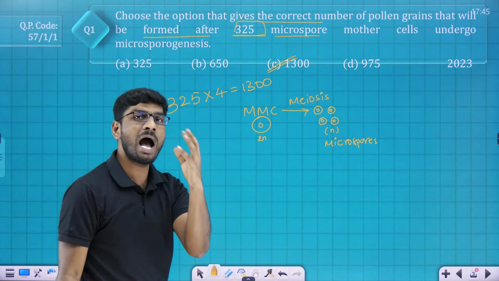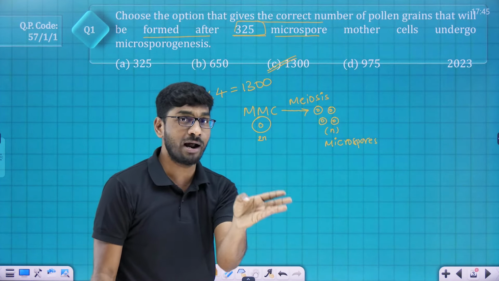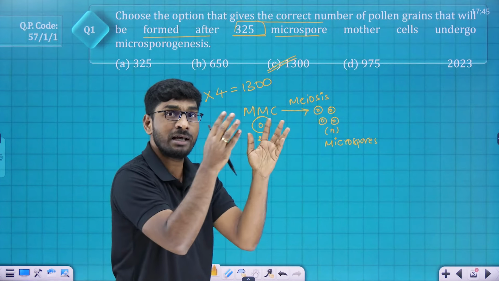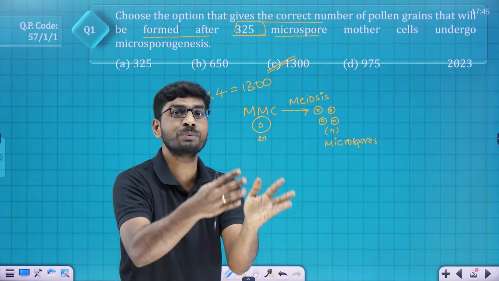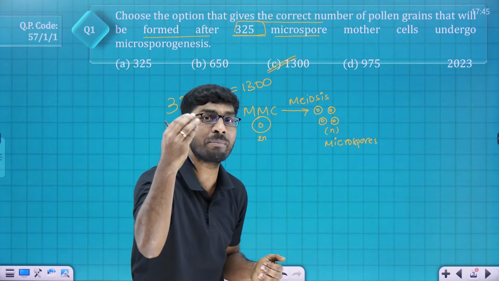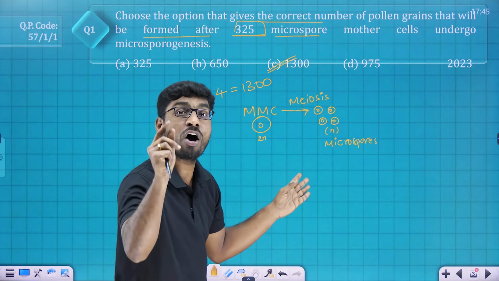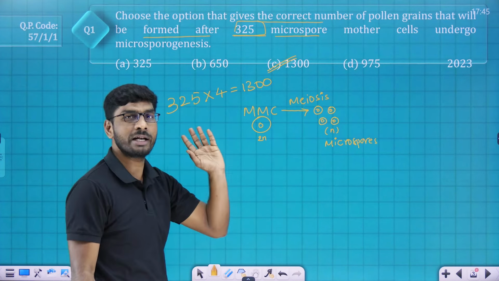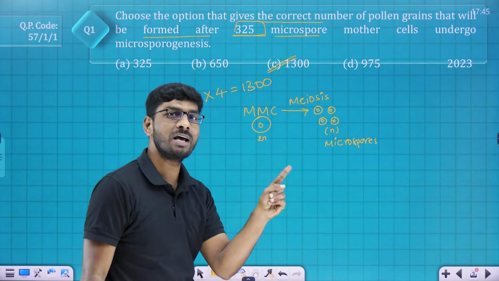Sometimes they will ask how many meiosis divisions are required for the formation of 100 zygotes or 100 seeds. This type of question comes. Carefully remember, in male, that means in the microsporogenesis process, one MMC, one microspore mother cell, undergoes meiosis division and gives 4 haploid microspores. These 4 haploid microspores eventually develop into pollen grains. Keep in mind. Am I clear? So the right answer is 1300. 325 into 4 is 1300. So the first question answer is option C.